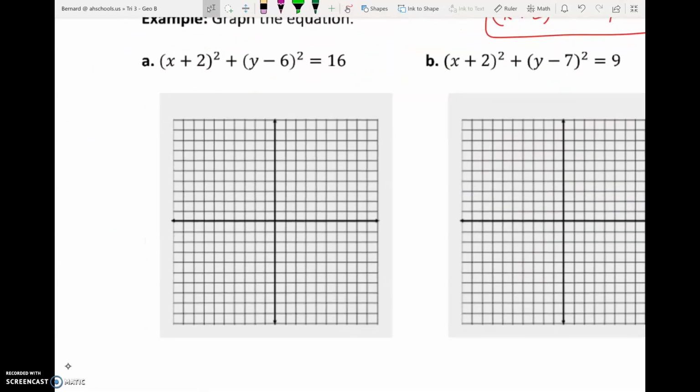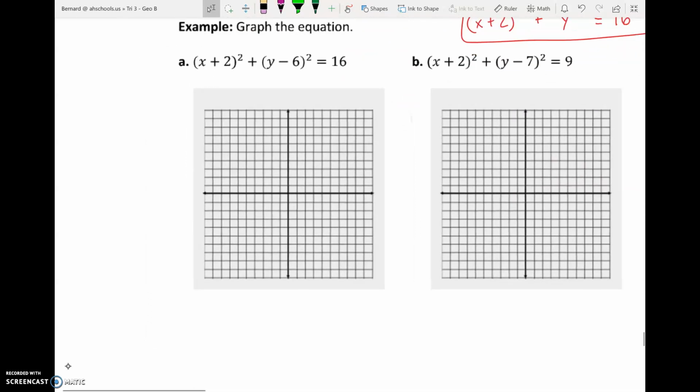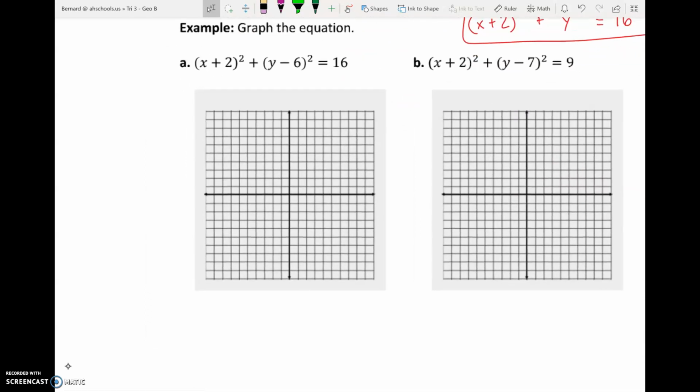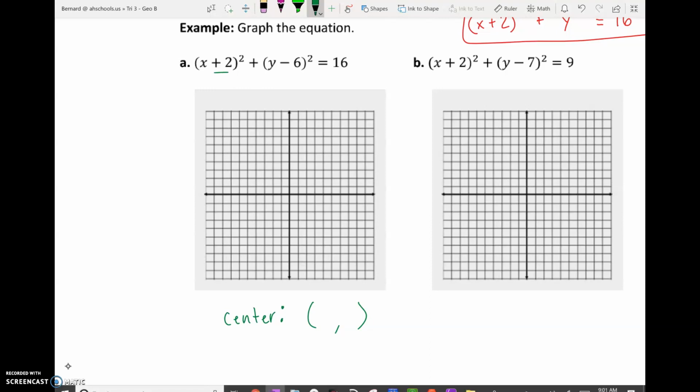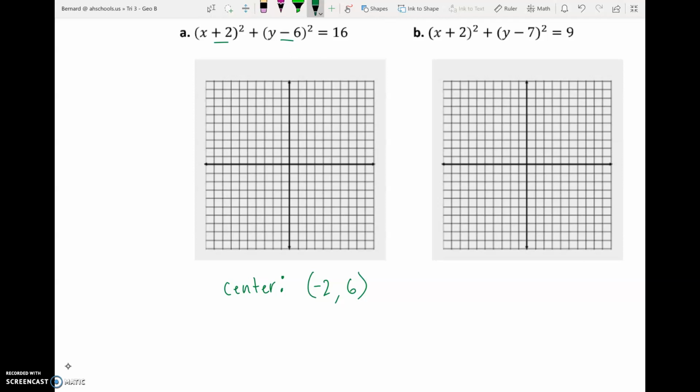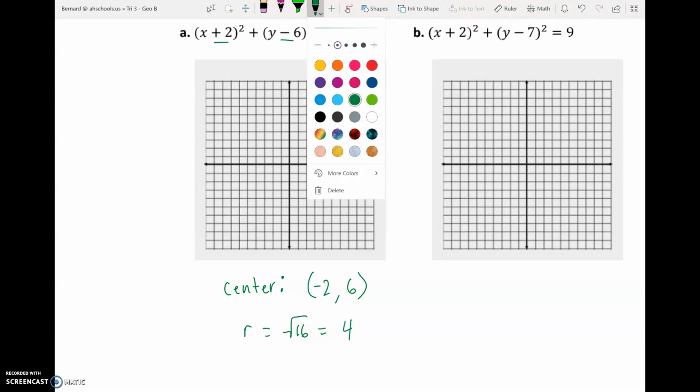If they give us the equation, can we graph it? And so in order to graph it, what we need to know, just like always, center and radius. So let's figure those out first. Our center here is, remember, the opposite of what we see with the x parentheses and y parentheses. So we see a +2, so x value is -2. See a -6, so +6. And then our radius is the square root of the number on the end, so square root of 16, which is 4. And so here's how we're going to graph our circle.